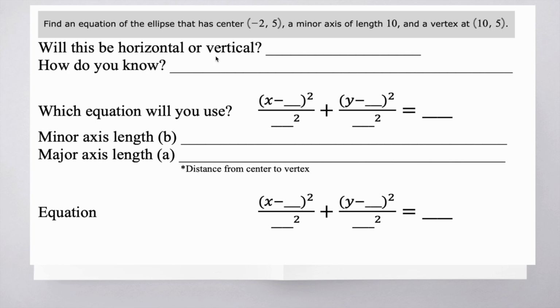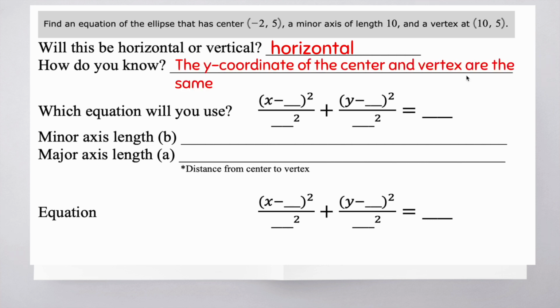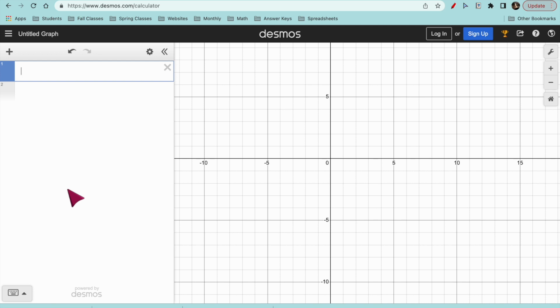Okay, so will this be horizontal or vertical? I'm saying horizontal, but how do you know? If I look at the center, it's (-2, 5). If you had a graph, you could definitely graph this, and that might help. The minor axis doesn't help too much quite yet because I don't necessarily know which direction I'm going with it. But I can see a vertex is (10, 5). So the y of the center and the y of the vertex match. That means horizontal.